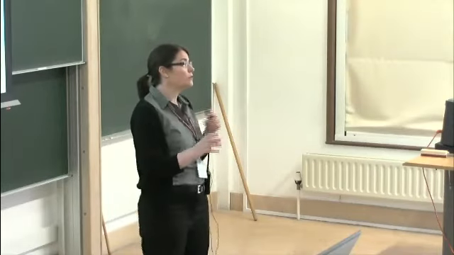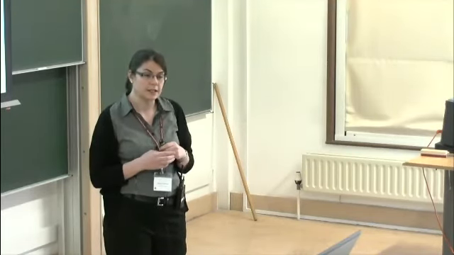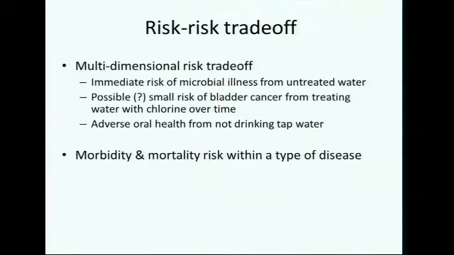But then in addition, whether or not we add fluoride to our water, we can have different health outcomes in terms of dental and oral health outcomes. There's good evidence to show we add fluoride to our water and we have better oral health outcomes versus if we don't. And then within each of these types of risks, so the microbial illness on the one hand and the bladder cancer, we obviously have two types of risks within each. We have the risk of morbidity, the risk of becoming unwell, and then you have the risk or chance of dying. So we've actually got 4 types of risk in this study.